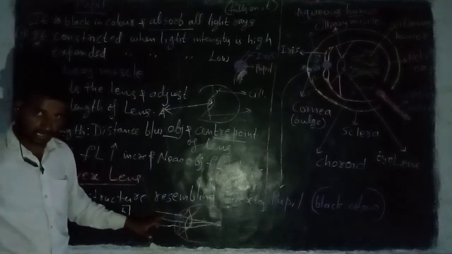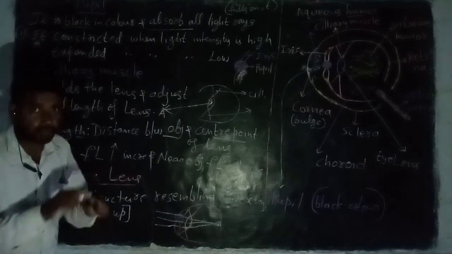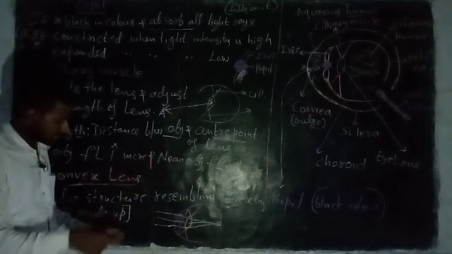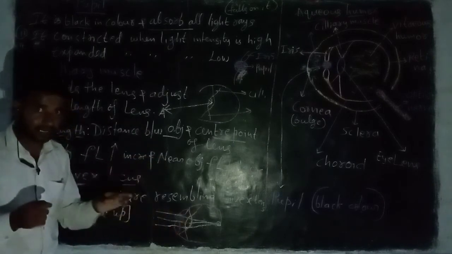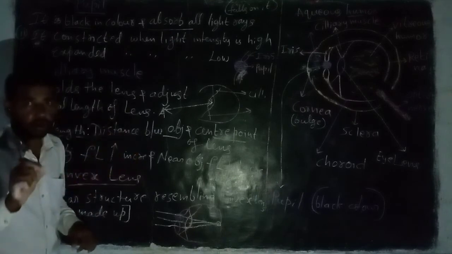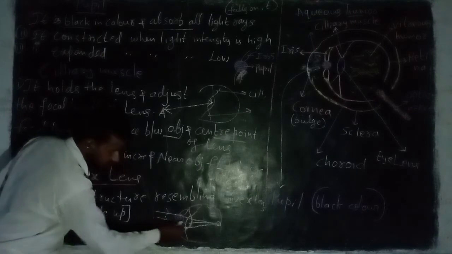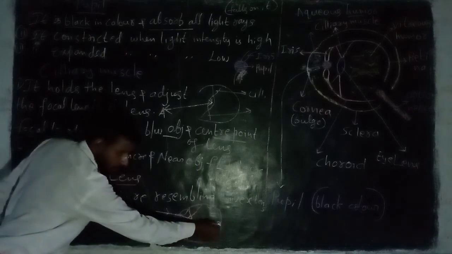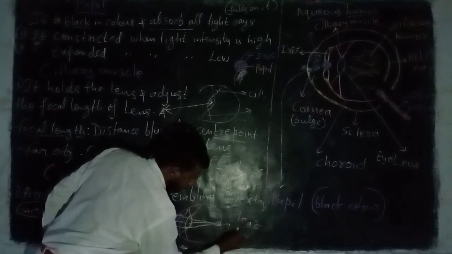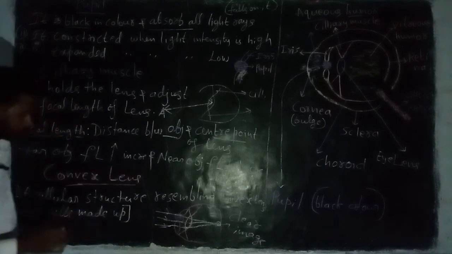And how is it working? Look here. It converges the light rays to form a clear image on the retina. This eye lens converges all light rays on the retina. Three rays are going and they converge here at one place to form a clear image of the object.